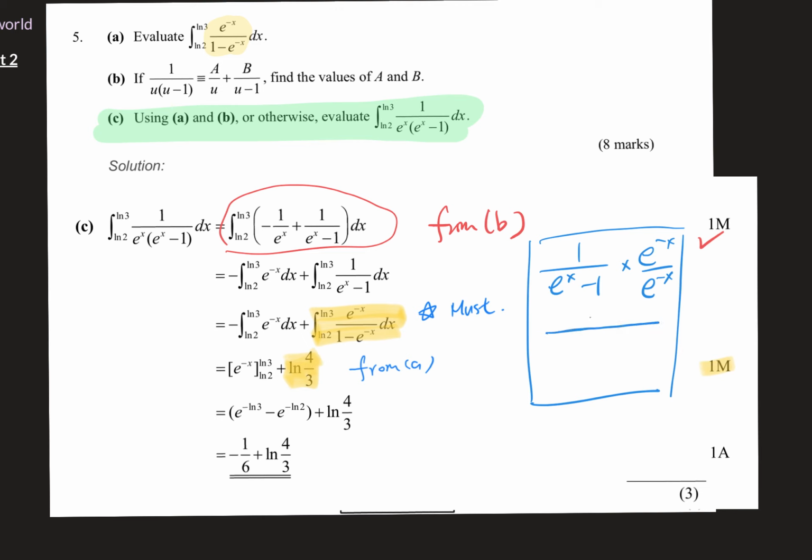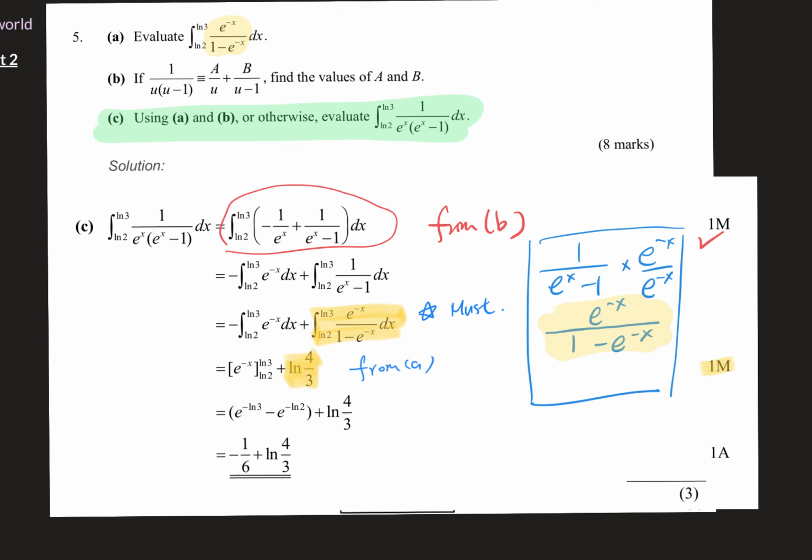After that, we multiply. So the numerator is e to the power negative x, and the denominator is 1 minus e to the power negative x. As a result, this part is exactly the same as part A.